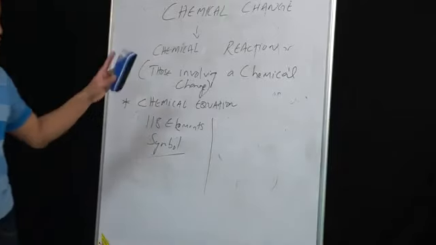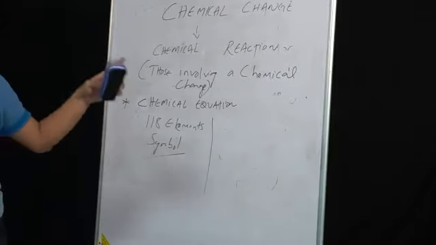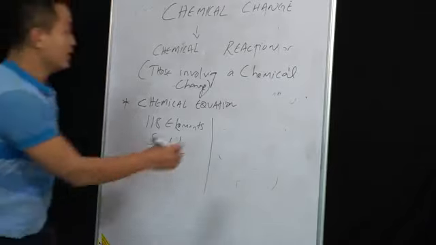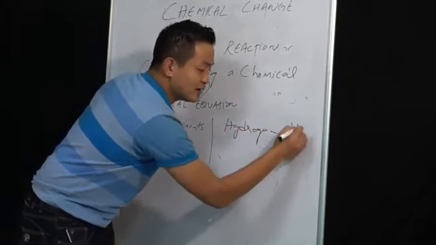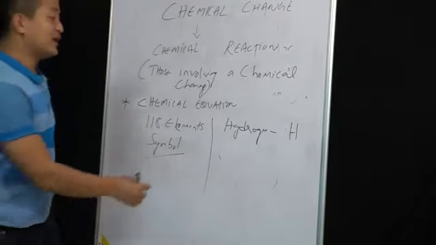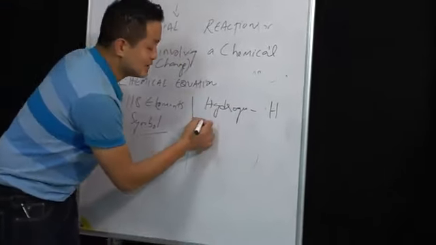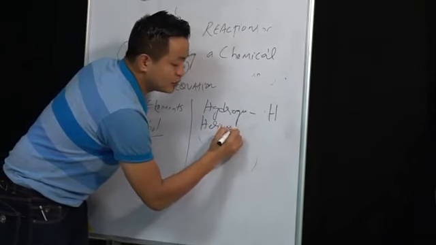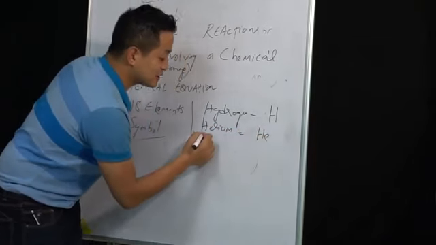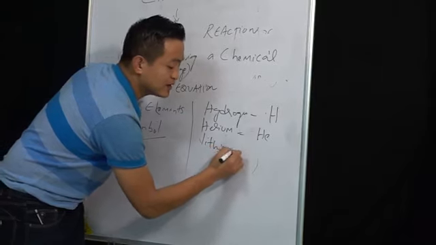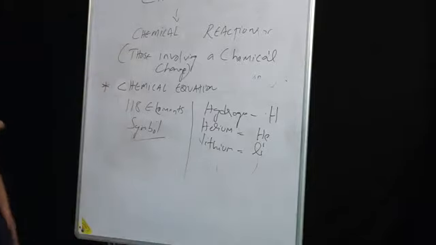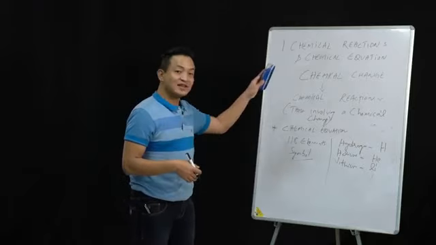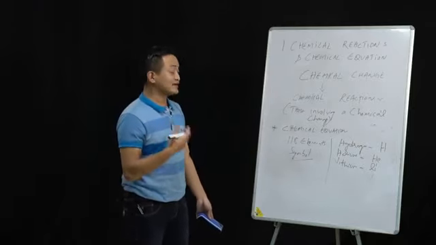Okay, so students, all 118 elements have their own symbol. Clear? Example, for hydrogen, the symbol is H. Let's take the second element, that is helium. It is He. The third element, lithium, it is Li. Next we have beryllium, Be. Next we have boron, B. So it goes on. From 1 till 118 we have a symbol. Clear?